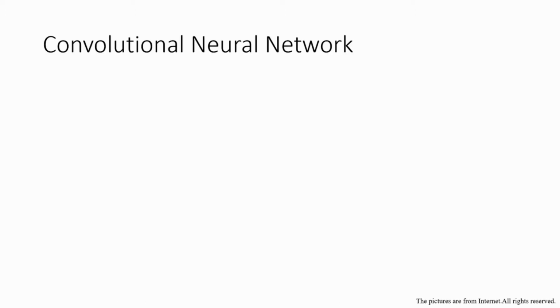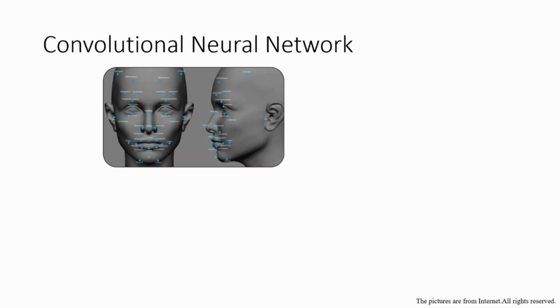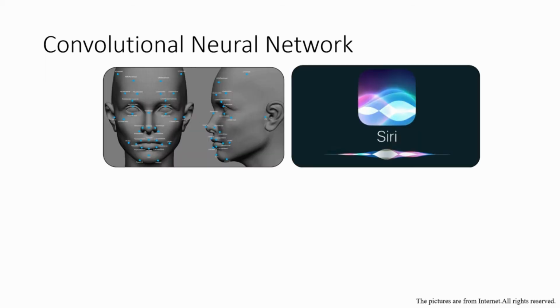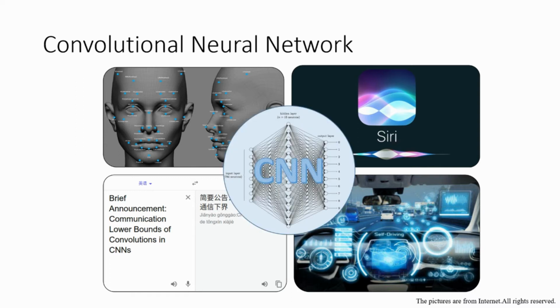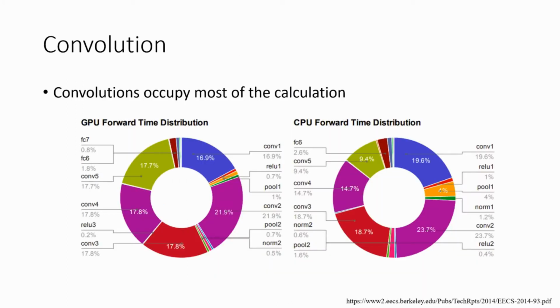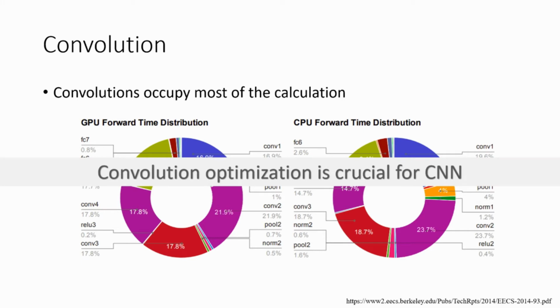As we all know, the convolutional neural network has developed rapidly in recent years, and it has affected every aspect of people's lives. There are Face ID, voice assistants, language translation, automatic driving, and countless other applications in which CNNs play a vital role. For the convolutional neural network, the convolution operations occupy the main calculation, as shown in the figure below. So convolutional optimization is crucial for CNNs, and this is also the focus of our work.